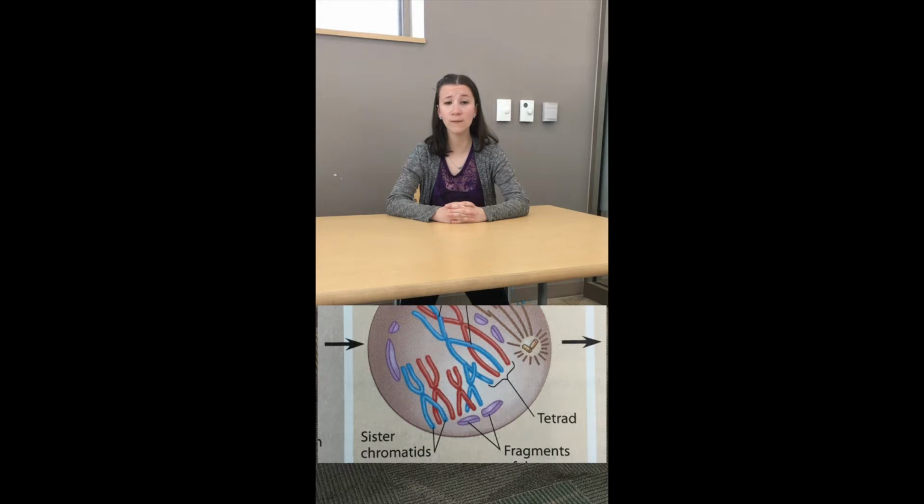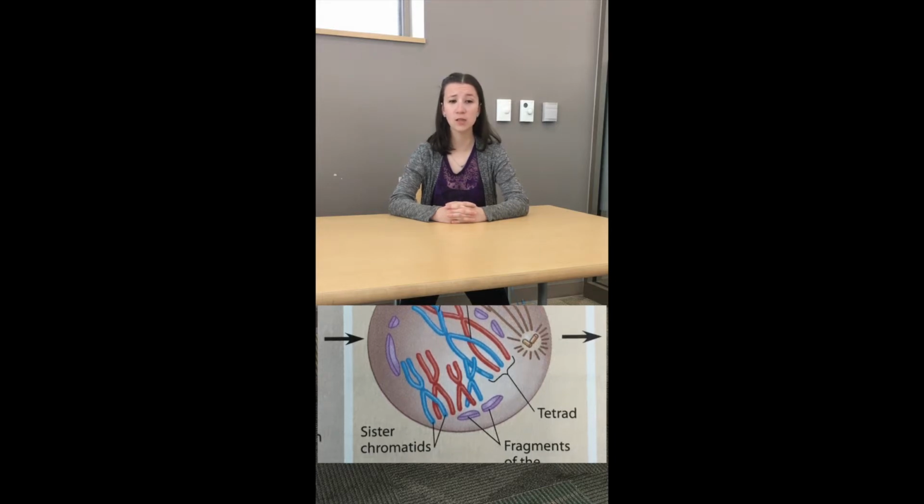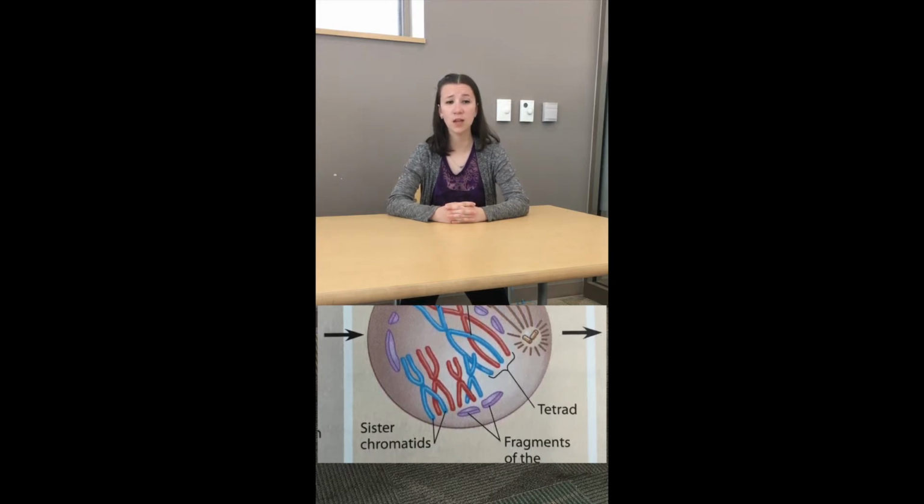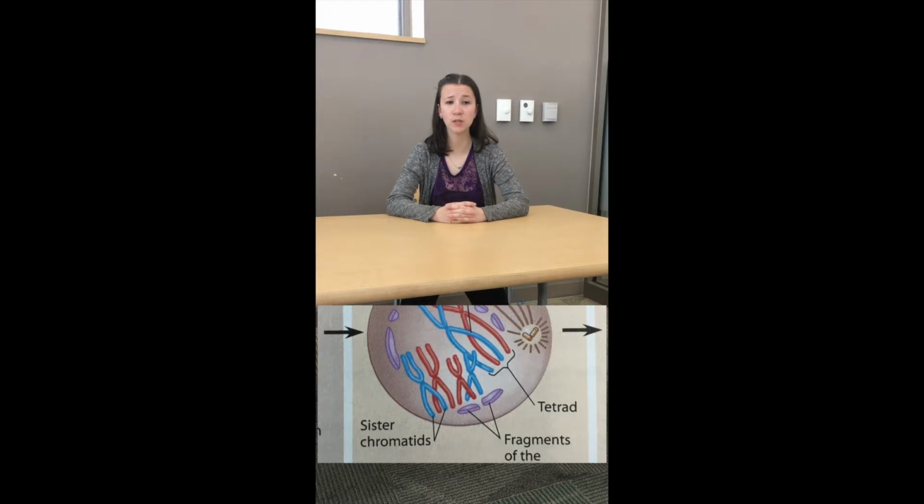Also in prophase 1, the chromosomes condense, the nuclear envelope breaks into fragments, the centrosomes go to opposite poles, and the centrosomes capture the tetrads in the microtubule spindles.